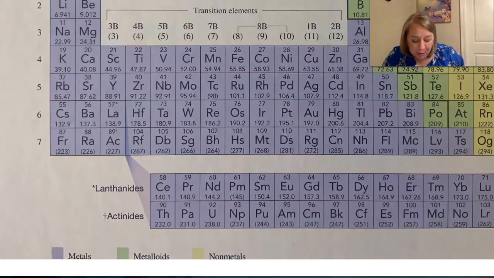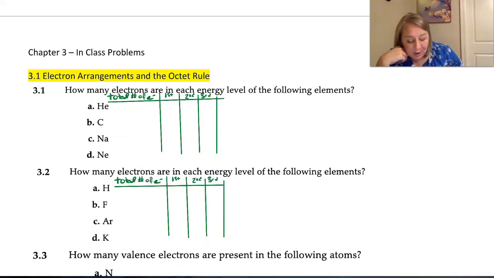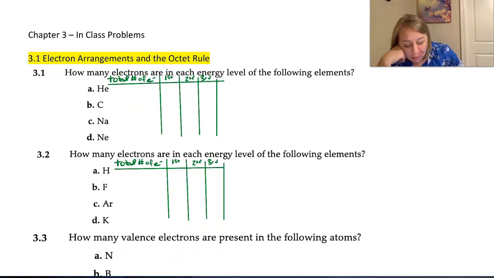If you remember, if we come back up to our periodic table, here's helium. Remember that even though helium is in group 8A, it only has 2 electrons. Where do those electrons have to go? They first go into the first energy level. It's in period 1, and we only have 2 electrons, so that's where they're going to go. So our total number of electrons is 2.